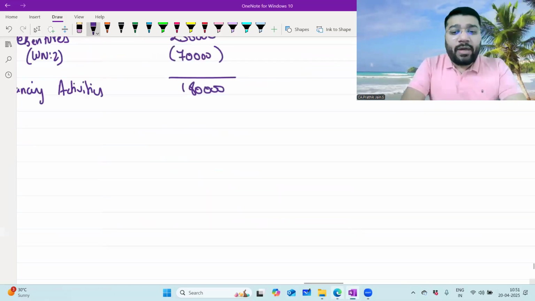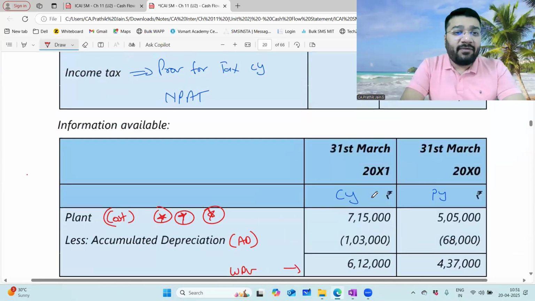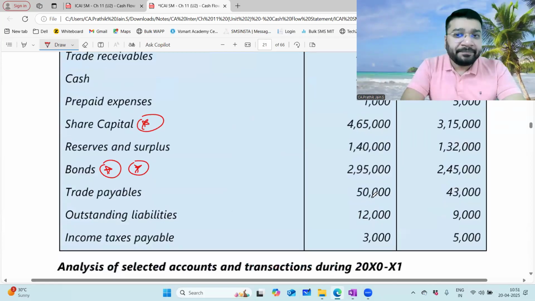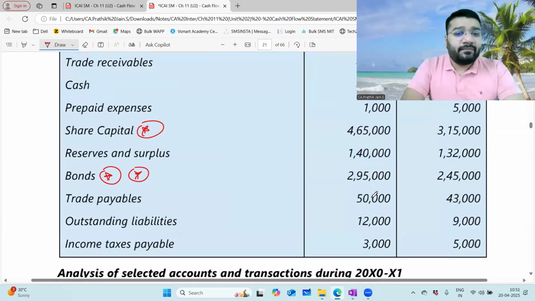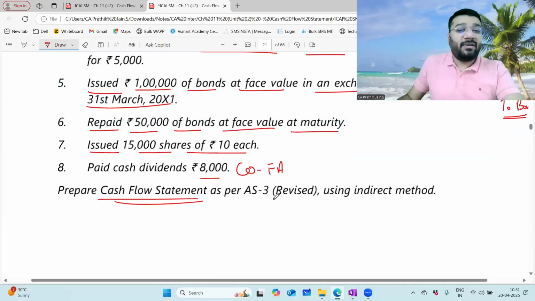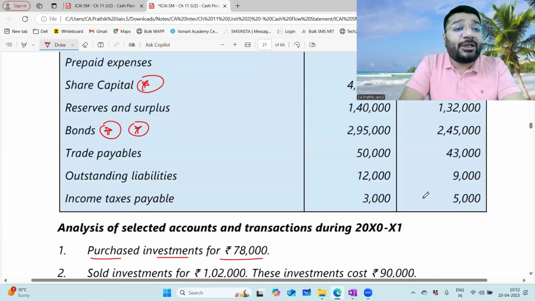Heading. Okay, is it a full-fledged question or an extract? It's full-fledged, is what people are saying. Others, what are you saying? The requirement is: prepare cash flow statement as per AS 3 revised using the indirect method. It's a full-fledged statement because I have opening and closing cash and cash equivalents also.